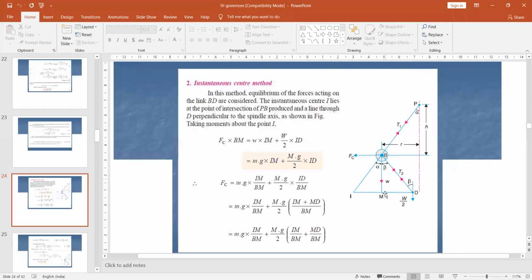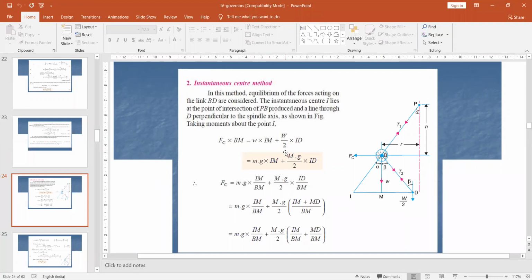So that height, the perpendicular distance, that is our BM: FC into BM equals small w into IM, this is the distance, plus capital W by 2 into ID. Those are the forces for taking the moment. Now, how we write this equation, you already know that.